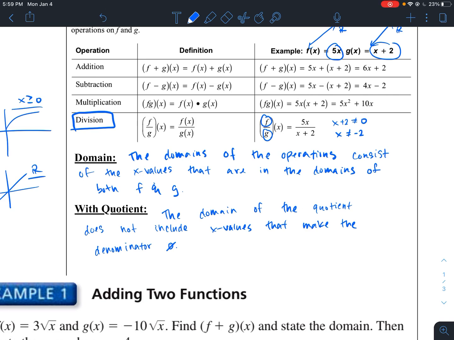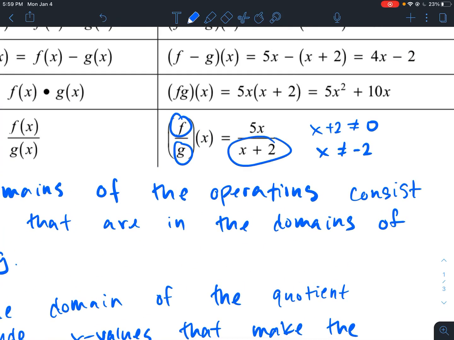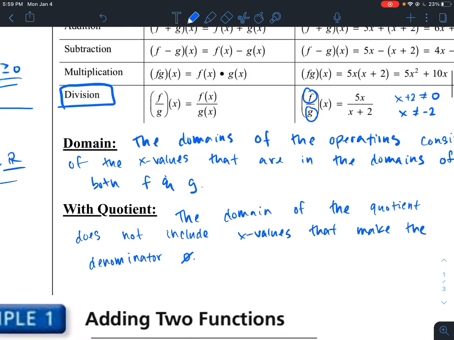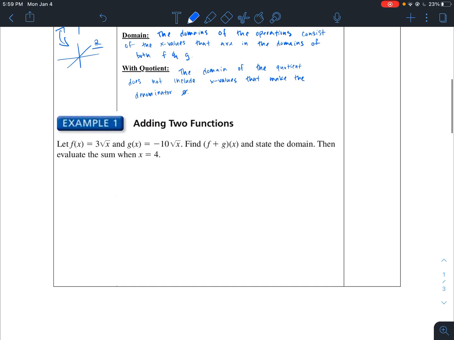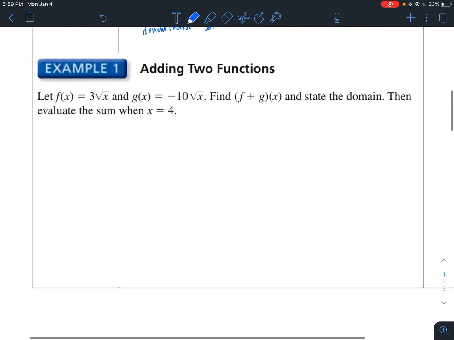Okay, so any values that might make the denominator 0, like in this example negative 2, can't be included in the domain. Okay, now let's go over some examples.